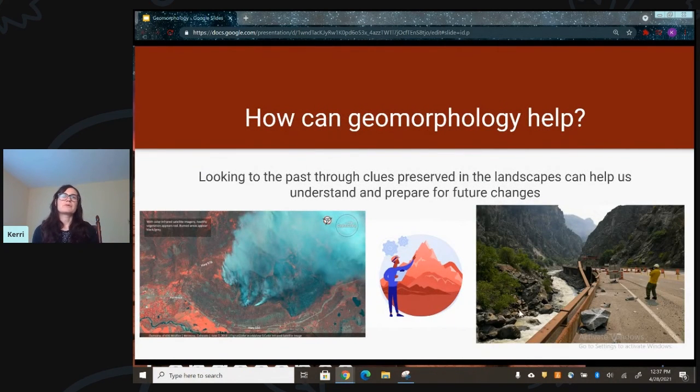And so one big takeaway from today is that landscapes can hold clues that can help us understand and prepare for and maybe even mitigate future changes. For example, we're seeing some of the effects of anthropogenic climate change on landscapes today. Integrating different physical sciences into land use management policies is really critical to understanding where we live and what we can do to adapt to future changes.